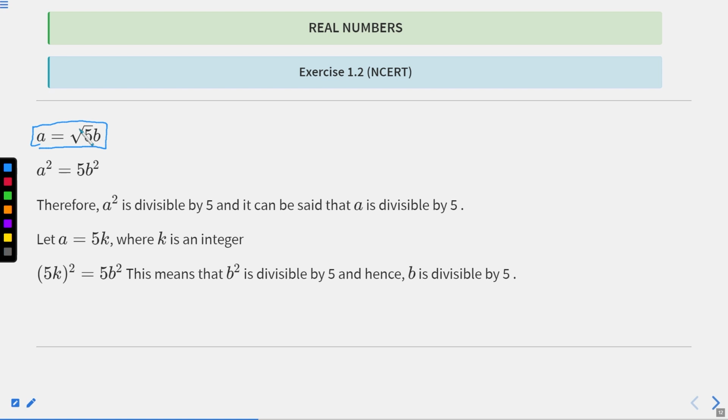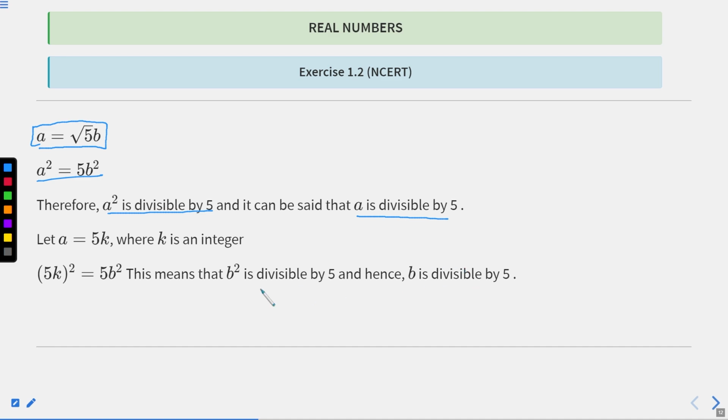Okay, so a squared is equal to 5b squared. Therefore a squared is divisible by 5. Since a squared is equal to 5b squared, a squared is divisible by 5. That means 5 divides a squared, so it can be said that a is also divisible by 5, by the previous theorem that we discussed in our previous lecture.